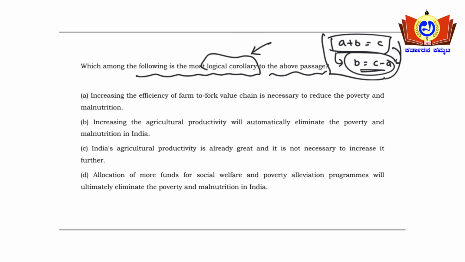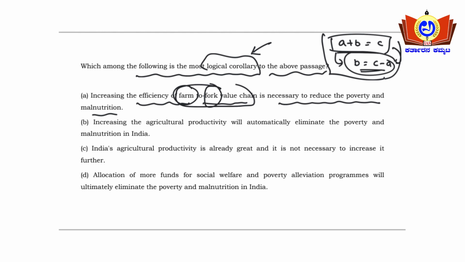So let us examine the options here. The first option says increasing the efficiency of the farm to fork value chain is necessary to reduce poverty and malnutrition. Farm to fork means farm, the agricultural plot, to fork, that is the plate. The efficiency of that value chain needs to be increased to reduce poverty and malnutrition.